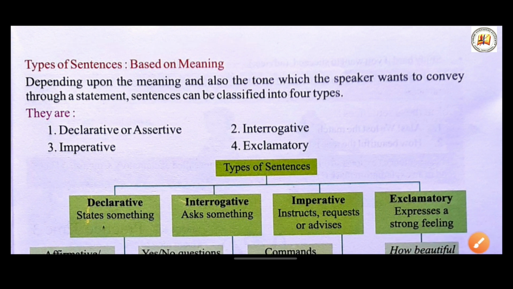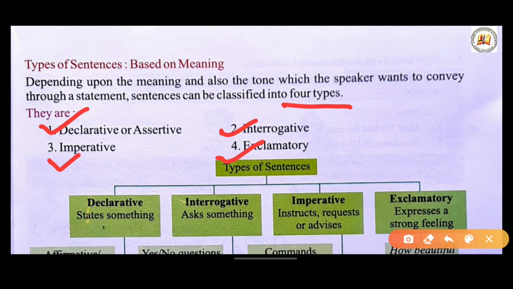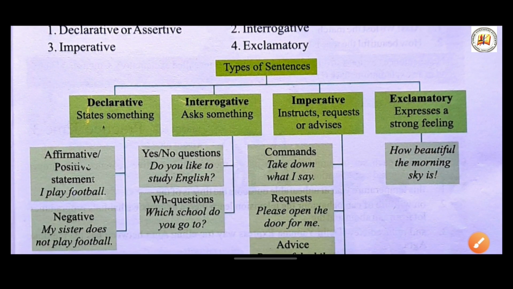Whenever we divide a sentence based on meaning, we can divide it into four types. What are the four types? First is declarative or assertive, second is interrogative, third is imperative, and fourth is exclamatory sentence. You should not get confused about declarative and assertive; both are similar. Next, we have a diagram of types of sentences. Assertive means declarative, then interrogative, imperative, and exclamatory.